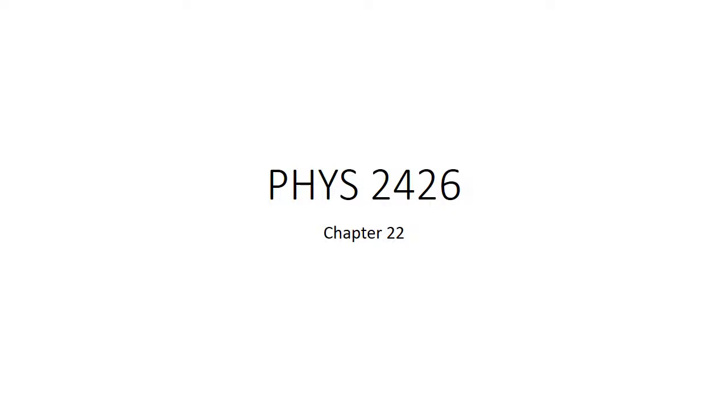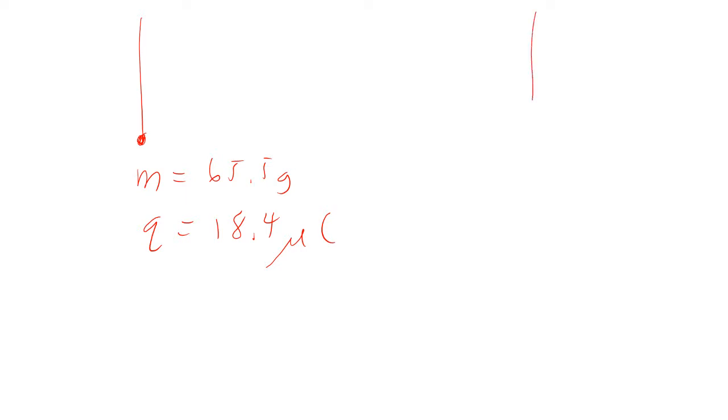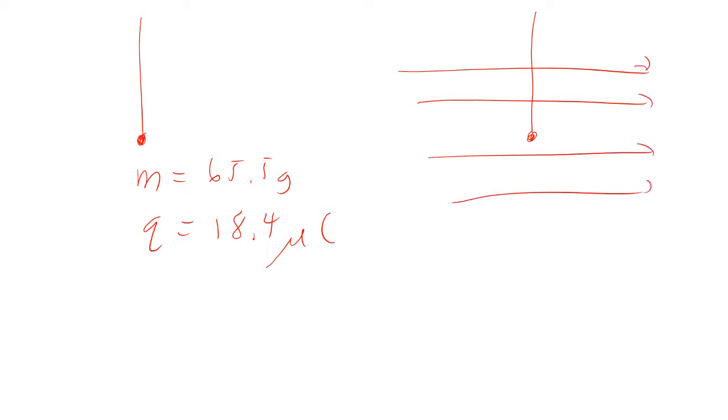So let's do an example here in which we imagine that we've got a charged mass hanging on a thread. Let's say that this mass right here is 65.5 grams, and let's say that it has a charge of 18.4 microcoulombs. Okay. And so what I'm going to do is, as it's hanging there, I'm going to activate an electric field going to the right.